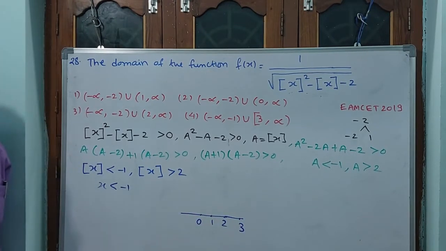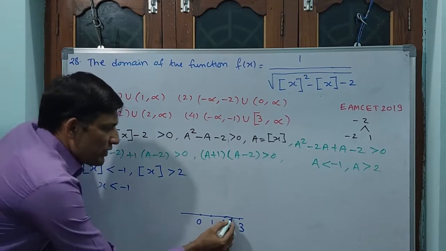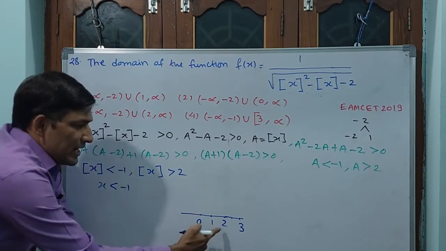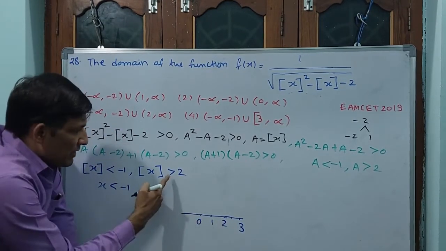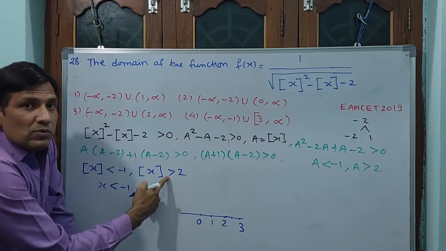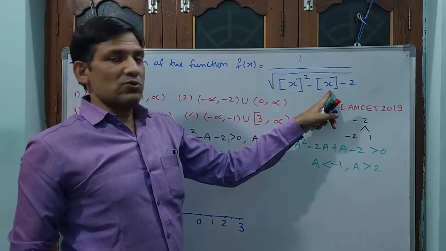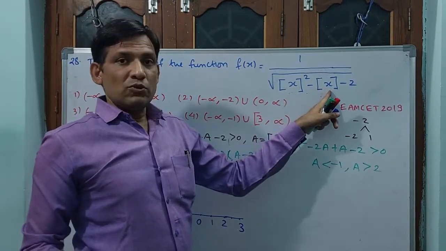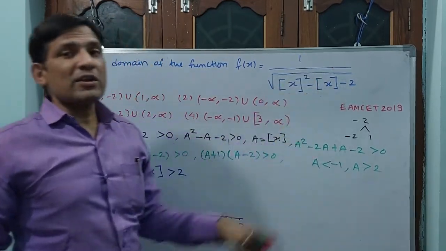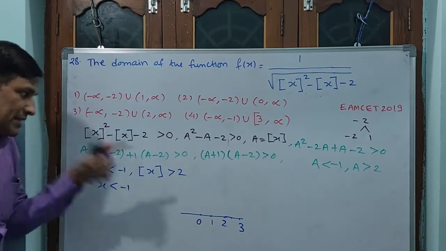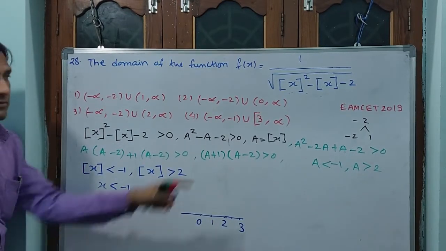3. 3 or greater than 3. Why? Because if you take 2.5, then the greatest integer function is going to make it 2 only, but you require greater than 2. Why? Because if you give 2, automatically 2 square is 4, minus 2 is 2, 2 minus 2 is 0, and the denominator is going to become 0. 2 you should not take, that is why we have achieved greater than 2 here.